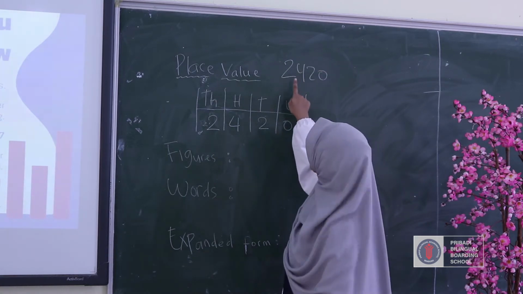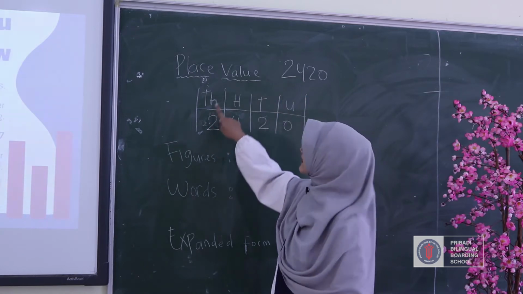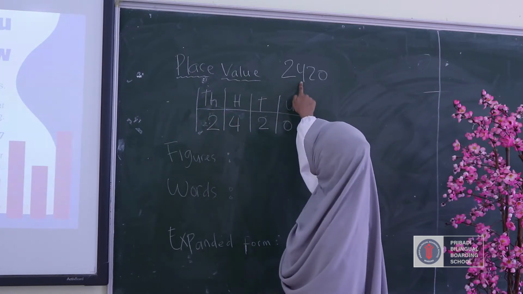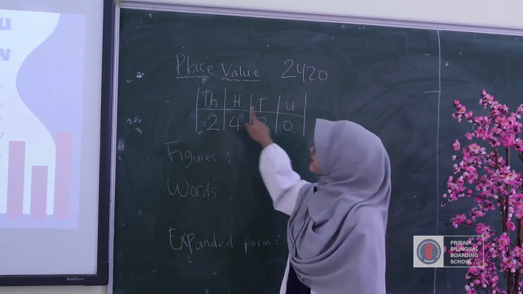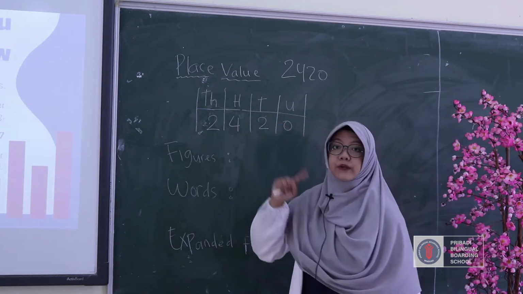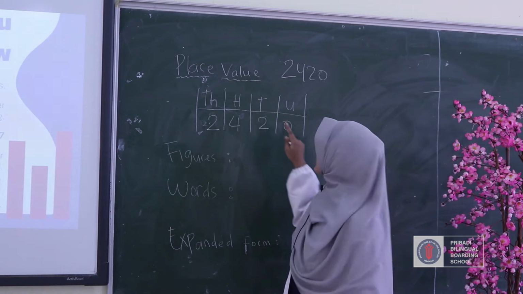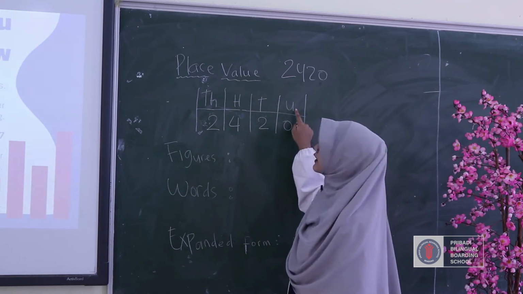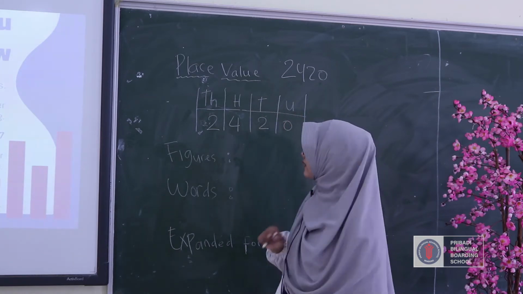We need to put 2 here in the thousands, okay? 4, we put it in the hundreds. 2, we put it in the tens. And 0, we put it in the units or ones, okay?